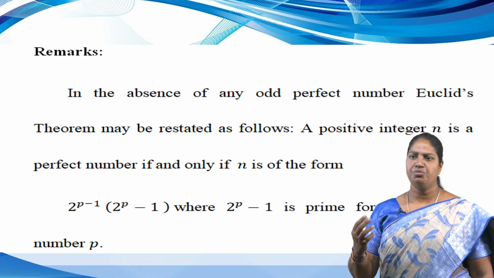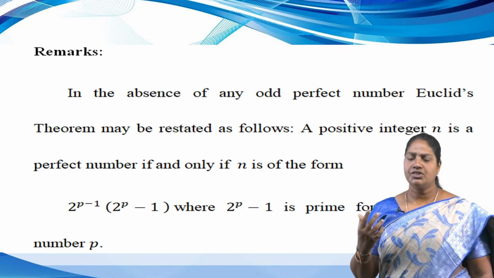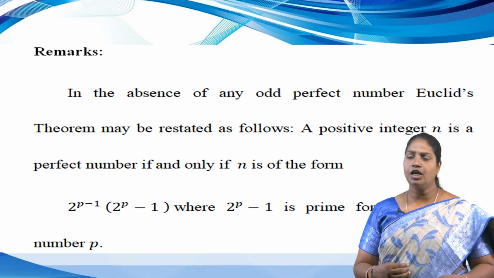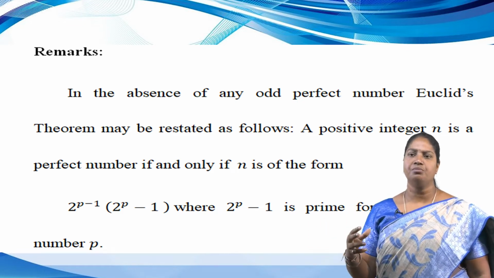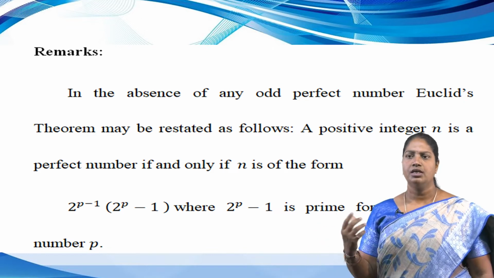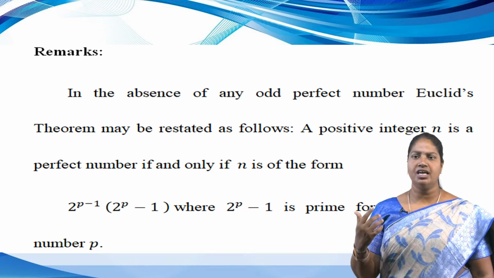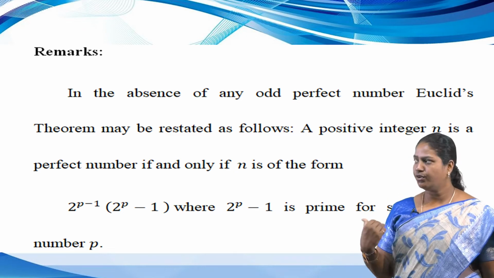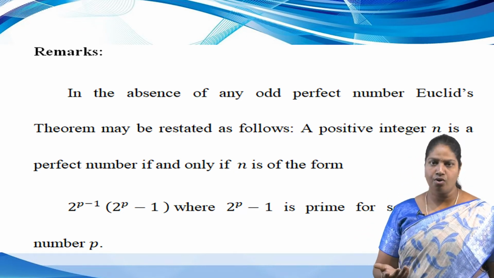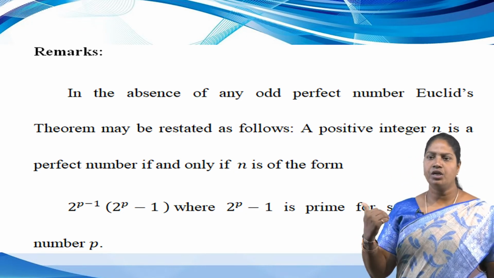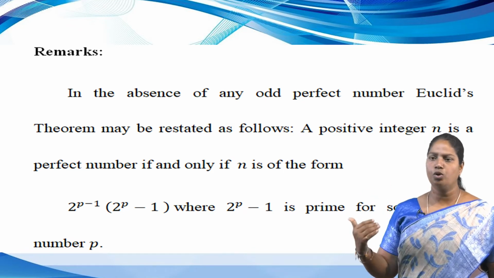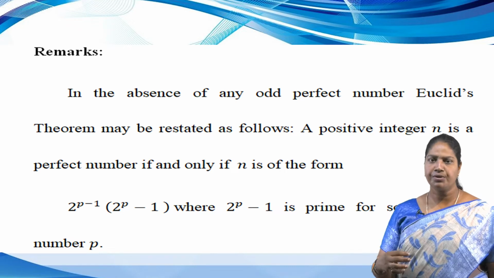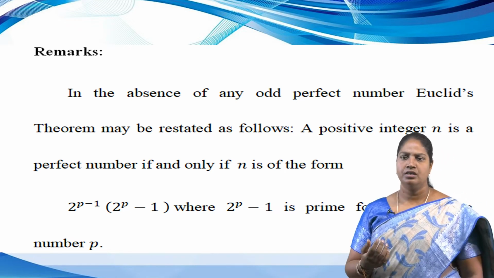So, now we see some remarks. We have seen that till now no odd perfect number has been found. So, in the absence of any odd perfect number, Euclid's theorem may be restated as follows. A positive integer n is a perfect number if and only if n is of the form 2 power p minus 1 into 2 power p the whole minus 1, where 2 power p the whole minus 1 is prime for some prime number p.